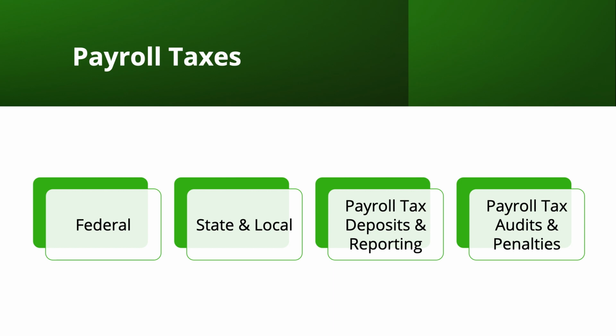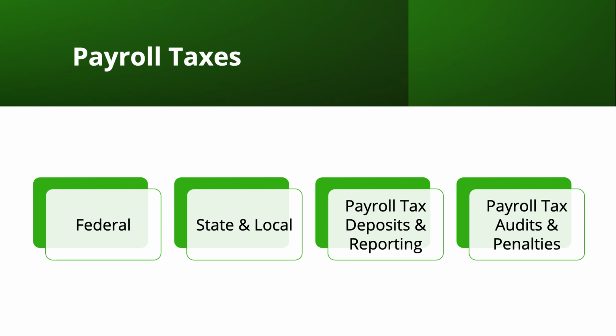Next, we have payroll tax deposits and reporting. Employers are required to make periodic payroll tax deposits and file payroll tax reports with the appropriate tax authorities. The frequency of deposits and reports depends on the size of the business and the amount of payroll taxes owed. Employers must also provide employees with their W-2s, which report the employee's wages and the amount of taxes withheld, by January 31st of each year. So by January 31st, the W-2s have to be in the mail.